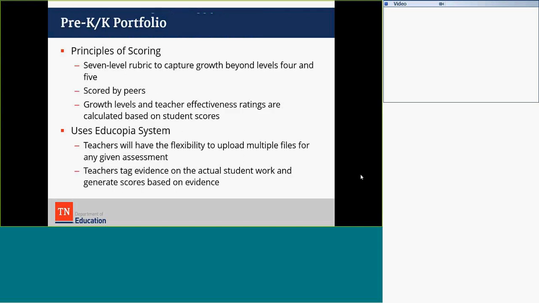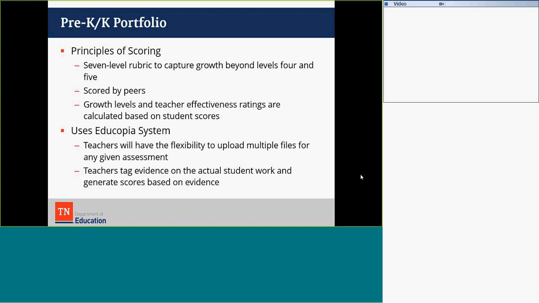So the pre-K–K portfolio, as you can see from the scoring guides within the resource guide, uses 7-level rubrics. Levels 6 and 7 are only there for those students who are identified at point A, typically at levels 4 and 5. So levels 6 and 7 show growth, whereas before, when we were just levels 1 to 5, it was very difficult to show growth in the advanced learners.